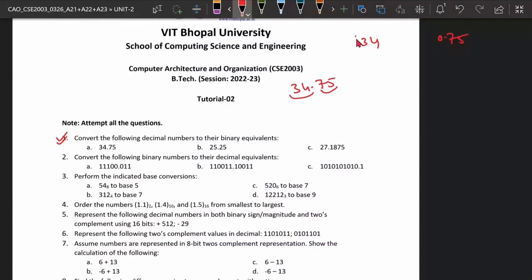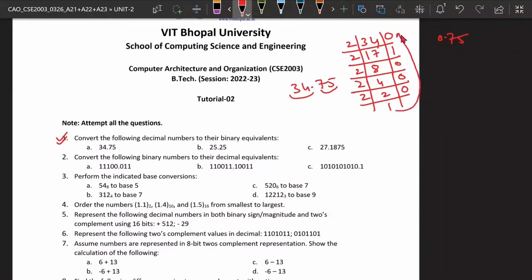To convert it into binary, we will be dividing by 2 and finding the remainder. 2 17s are 34, so the remainder is 0. Similarly, we will again divide it. 2 8s are 16, 1 is the remainder, 2 4s are 8, so 0 is the remainder, and then again 2 2s are 4, 0 is the remainder, 2 1s are 2, so 0 is the remainder. So 34 in decimal, in binary it will be 1 0 0 0 1 0.